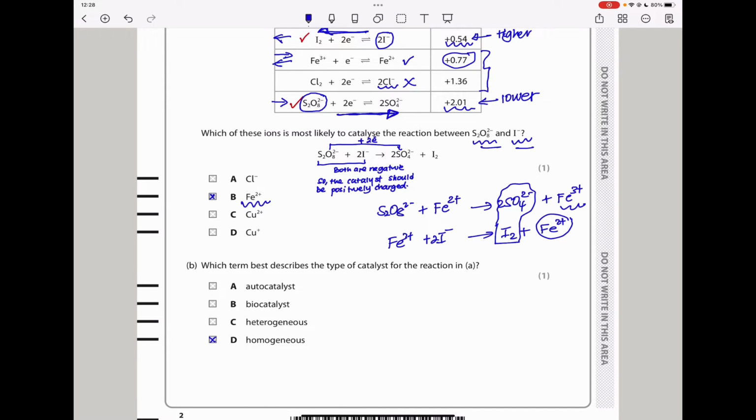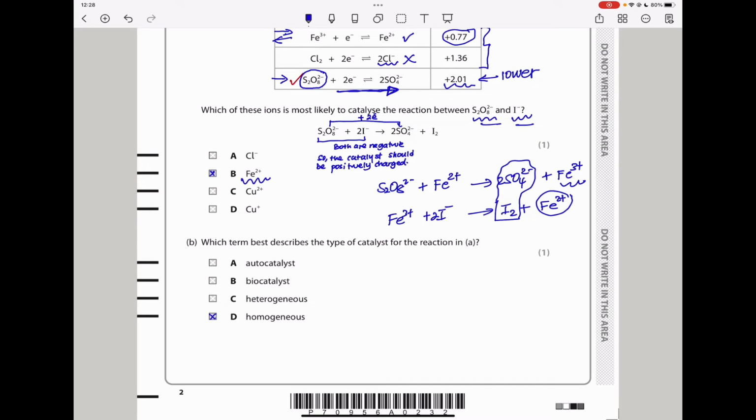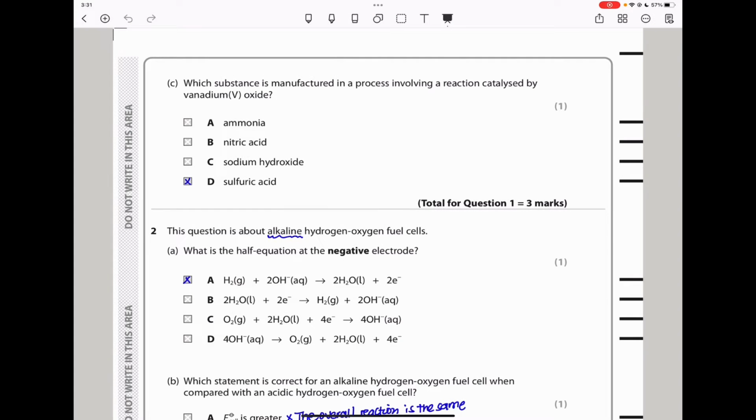The next question says, which term best describes the type of catalyst for this reaction? Remember, peroxydisulfate is an ion, iodide is an ion, and the catalyst is an ion, so this is going to be a homogeneous catalyst because they are in the same phase as the other reactants. Moving on, they say which substance is manufactured in a process involving a reaction catalyzed by vanadium(V) oxide. This is easy. It is sulfuric acid.